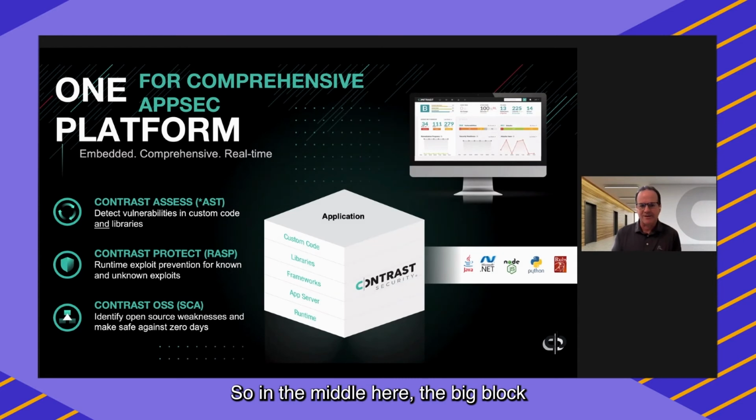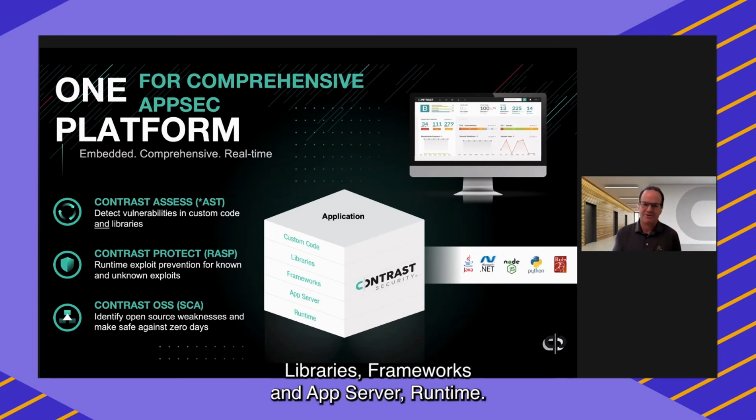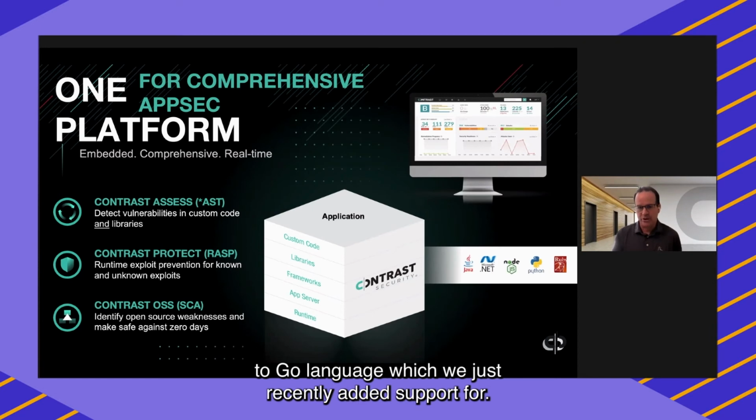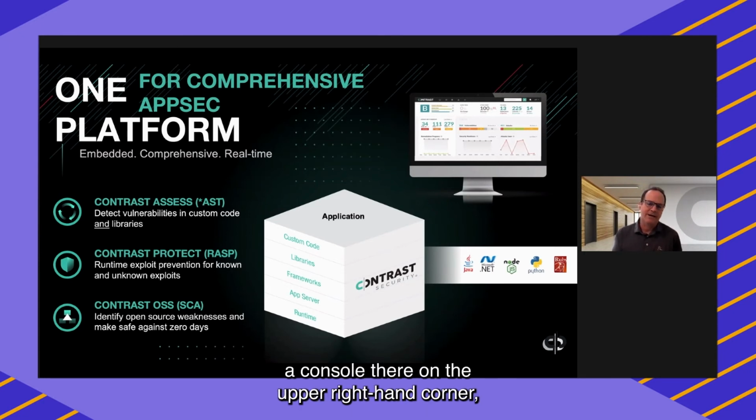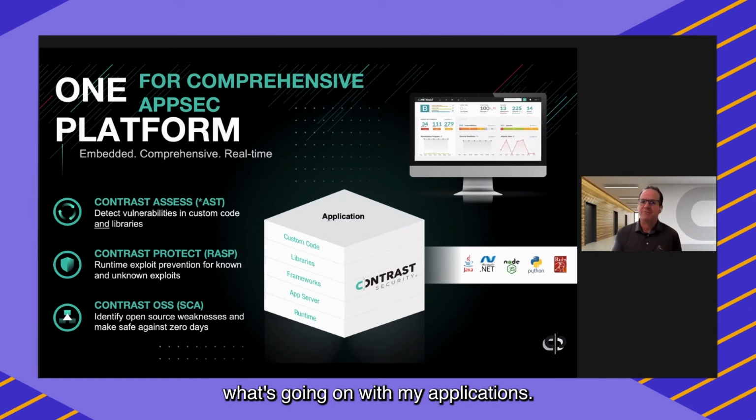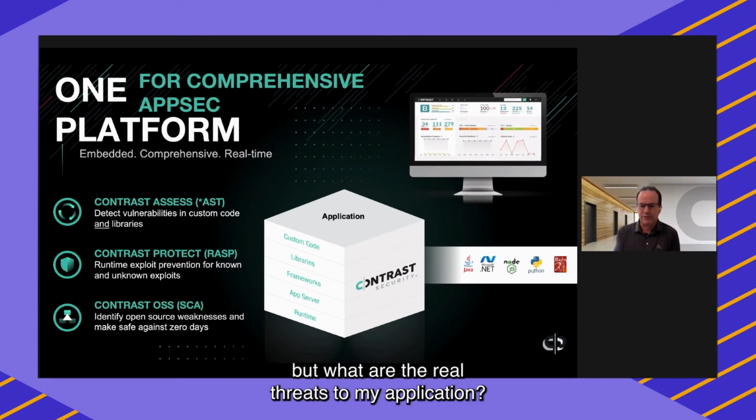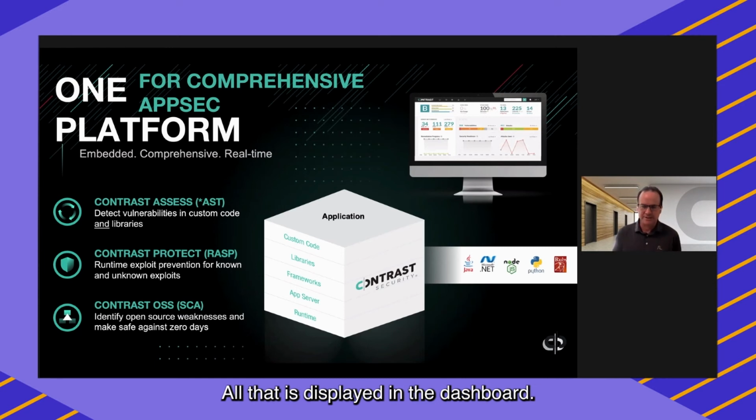So in the middle here, the big block, that's a typical application with custom code, libraries, frameworks, an app server, runtime. And that gets protected depending on the language you're using: Java, .NET, the Go language, which we just recently added support for. And then all that gets reported up into a console in the upper right-hand corner, so you can very easily understand what's going on with my applications, what has been detected, what are the vulnerabilities, what are the prioritized vulnerabilities that I should be taking a look at, what has been blocked, what are just innocent probes coming into my applications, and what are the real threats to my application.